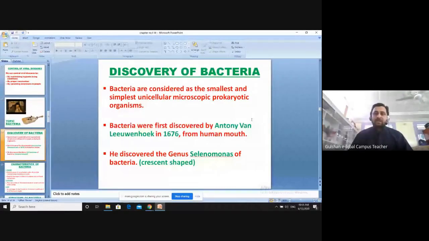After that, the study of bacteria started. So this was about the discovery of bacteria. Again, bacteria are considered the smallest, simplest unicellular prokaryotic organisms. They were discovered first by Antony van Leeuwenhoek in the year 1676, in the mouth of human beings. The first species which he discovered is Selimomonas.